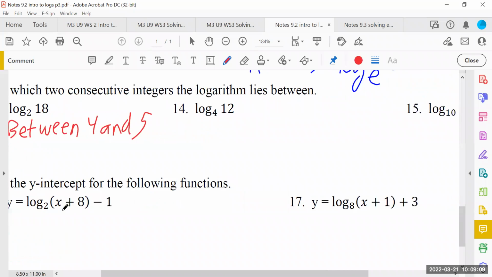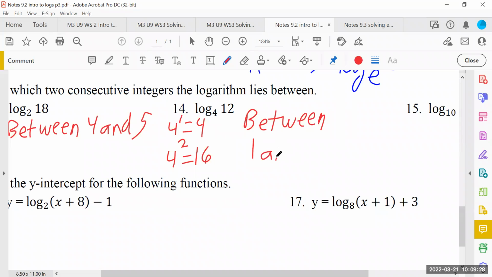So the next one, 4 to the first power is 4. 4 to the second power is 16. Right there, I jumped right over my answer. It was somewhere between 1 and 2. Okay, between 1 and 2.